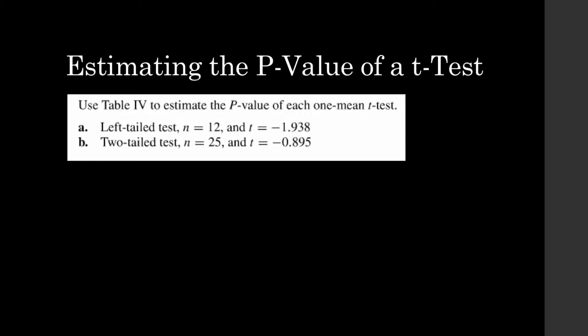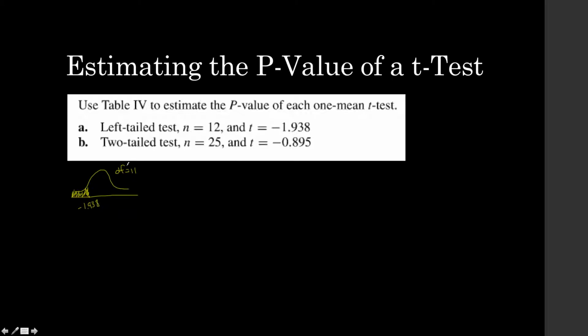Okay, so estimating the p-value of a t-test. This is a left-tailed test. N equals 12 and t equals negative 1.938. So think about what this is. We have our t-curve, and negative 1.938 is right here. Since it's a left-tailed test, we want the area to the left here. N equals 12 means your degrees of freedom is 11, N minus 1.